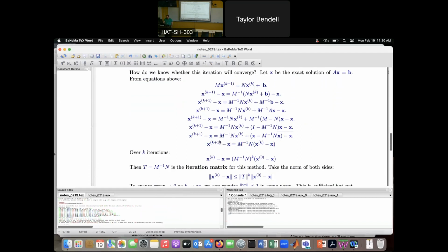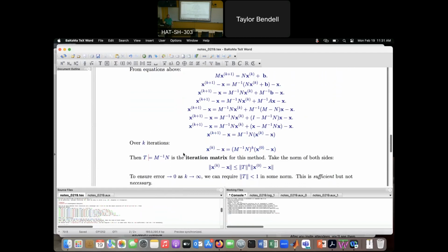So if I apply this relationship repeatedly, then this is what I have: the error after k iterations is equal to the initial error times M inverse N raised to the k power. So this matrix, M inverse N, that I'll label as capital T for convenience, is called the iteration matrix for whatever method I have. And we'll see a few iteration matrices in just a little bit.